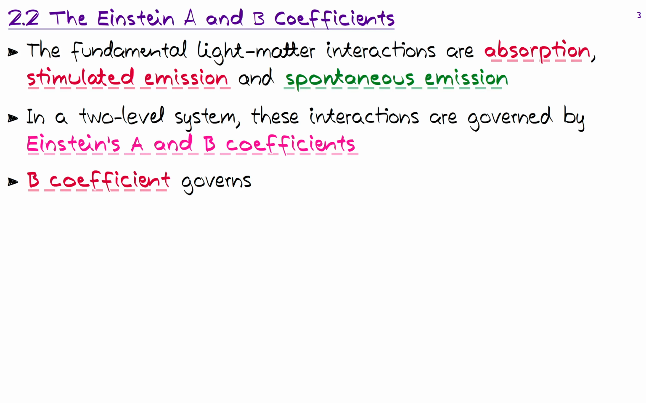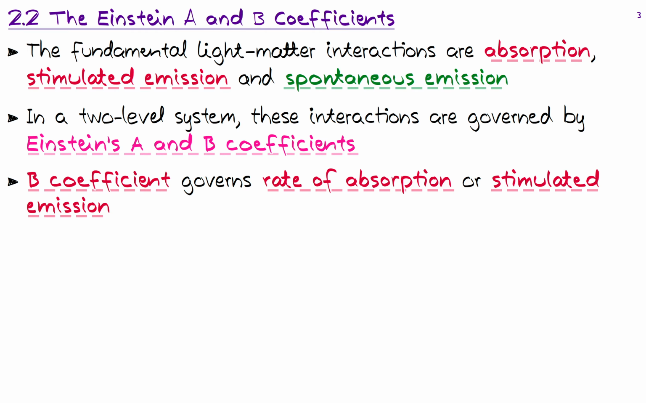The B coefficient governs the rate of absorption or stimulated emission. In a way, these are inverse processes, so their strength is equal. The rate of absorption equals the rate of stimulated emission within the material, and that can be written using Einstein's B coefficient and the radiation energy density associated with the medium. So essentially, how much light is impinging on the material, and what kind of thermal environment we have surrounding or inside the material.